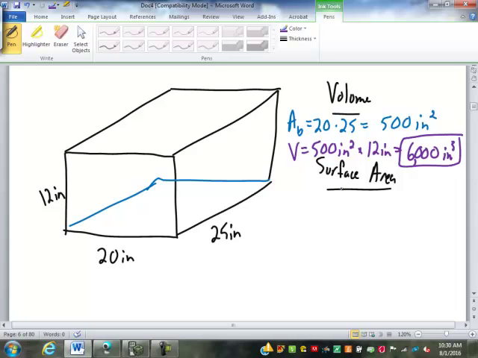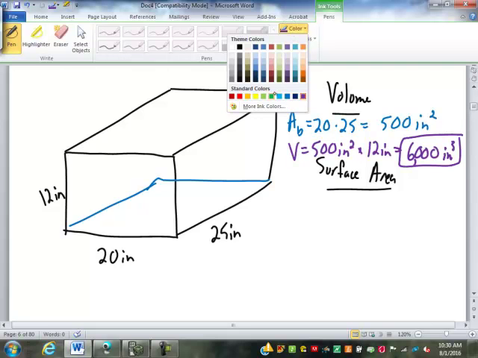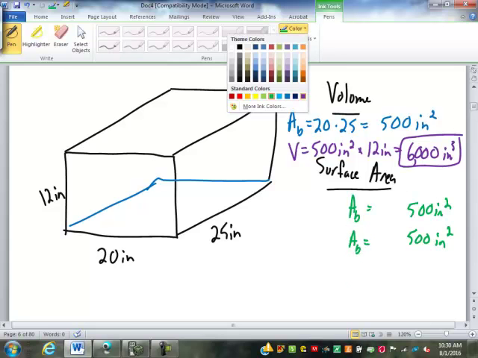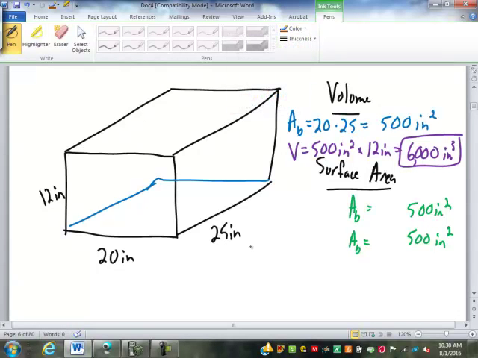Okay. We ready to go on surface area? Or you need a minute? Okay, let's go with surface area. For surface area, we need the area of the base, which is 500 square inches. And we're going to put that in there twice because it is on bottom and also on top. So then we need the lateral area. To do the lateral area, we first must have the perimeter of the base. The perimeter of the base here is 20 plus 25 plus 20 plus 25, otherwise known as 90 inches.